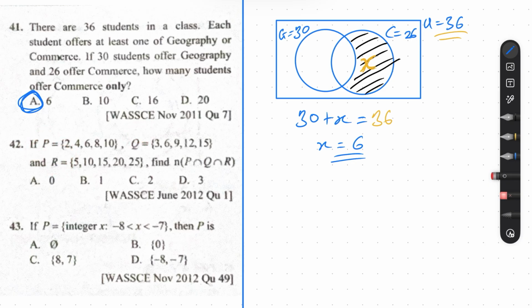So that means the number of elements in this set will be 0. So the answer is 0. Cool. Let's move on to question number 43.